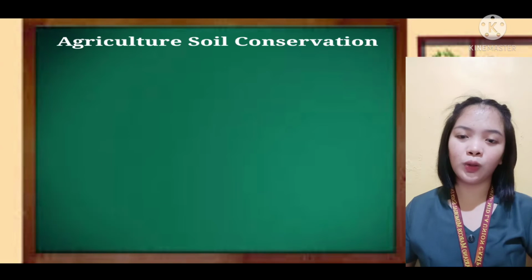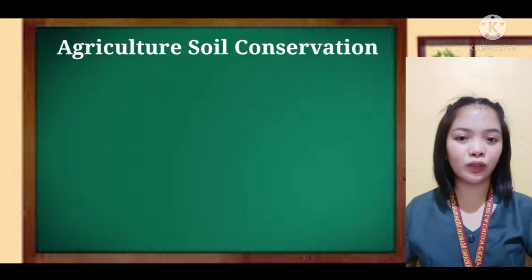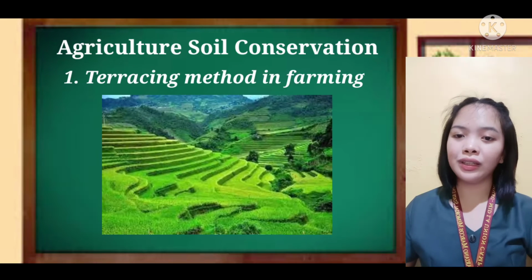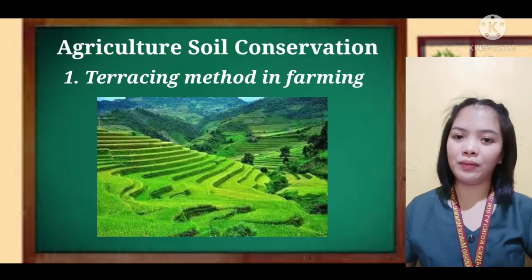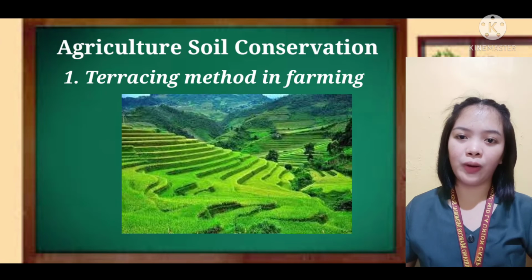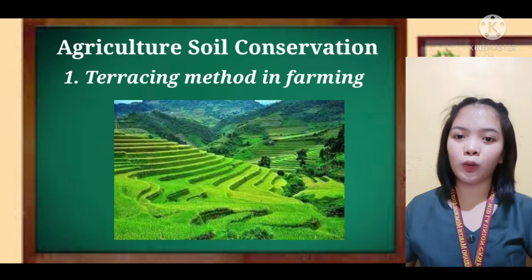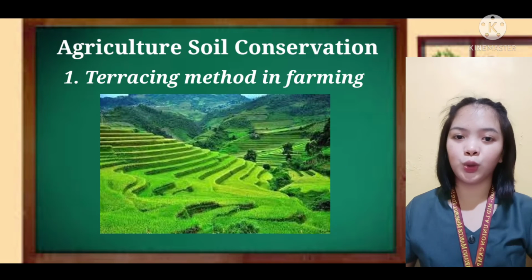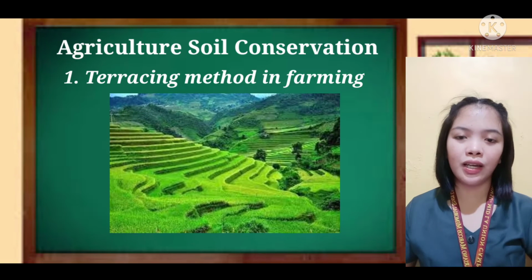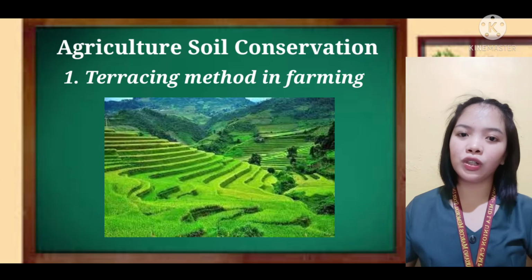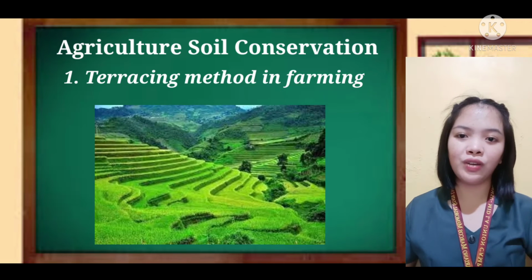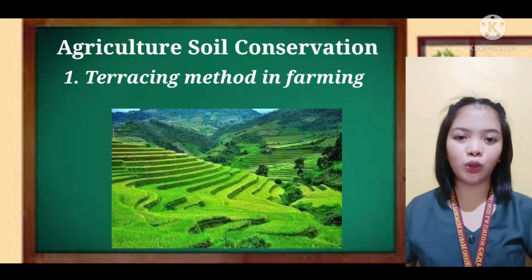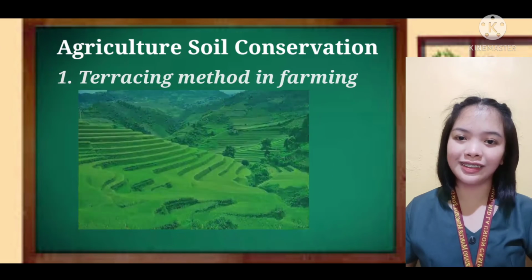Now, let's go to agricultural soil conservation. Number 1 is the terracing method in farming. This type of farming method uses the topography of the land to slow down the flow of water through a series of terraces. This will control the water from flowing fast, which can wash the soil from the farmland.